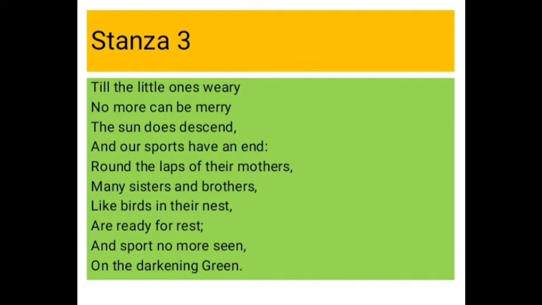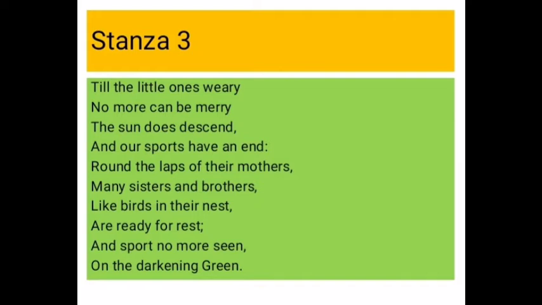The last stanza suggests the end of a day. Even the children are tired of playing. The picture becomes grave as everything appears weary. The old speak of their old age as needing more care, symbolized as being round the lap of their mother and ready for rest. The descending sun is symbolic of death.